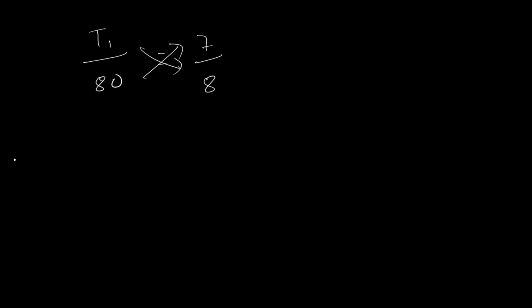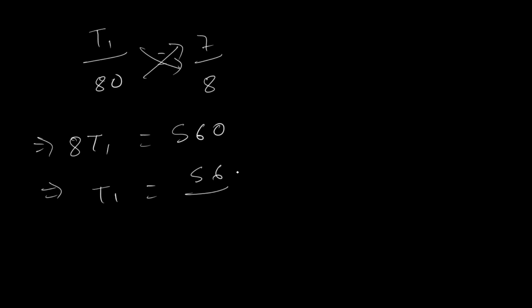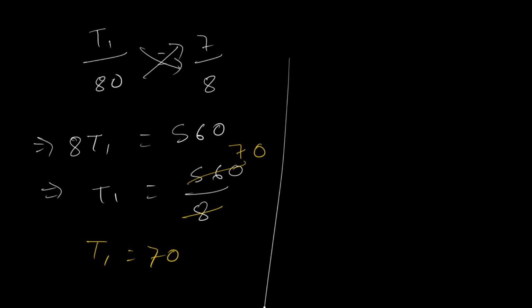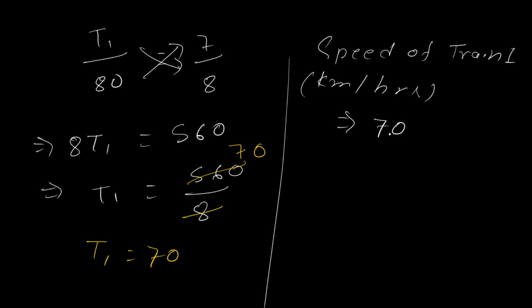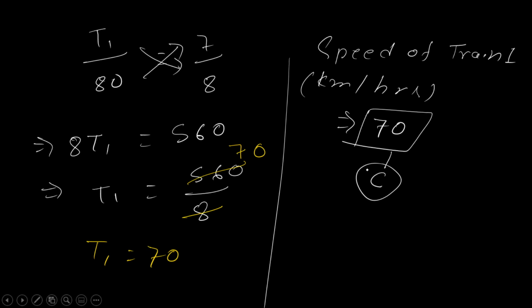Now 8 T1 equals 560, so T1 equals 560 divided by 8, which is 70. It means the speed of train 1 is 70 kilometers per hour. Is there any option? Yes sir, option C is the answer.